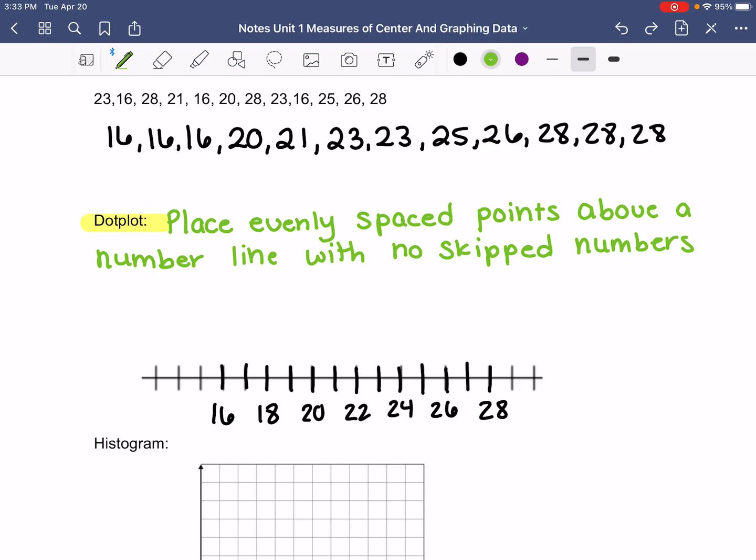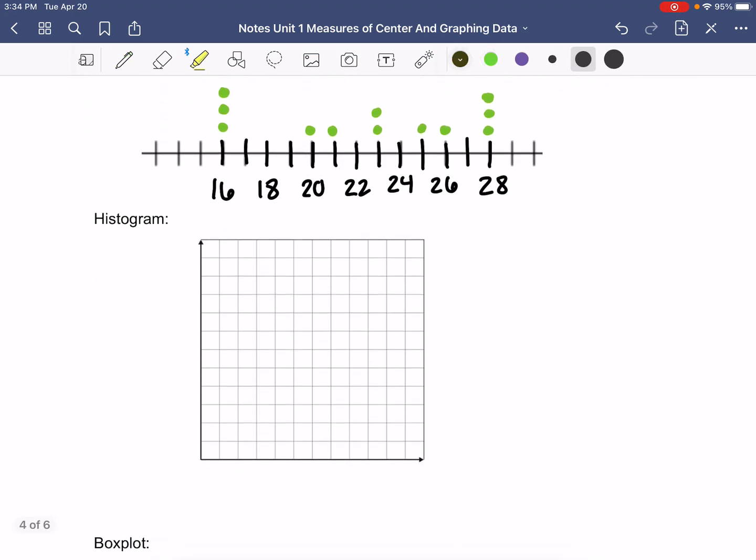All right, so then we go to our data. There are three 16s, so I'm going to go to the number 16 and place three evenly spaced dots above there. Then number 20 gets one. I try to make sure that they're level. I get one for 21, two for number 23, one each for 25 and 26, and then three for 28. And that is our dot plot. That's all it is. Our next one is a histogram.